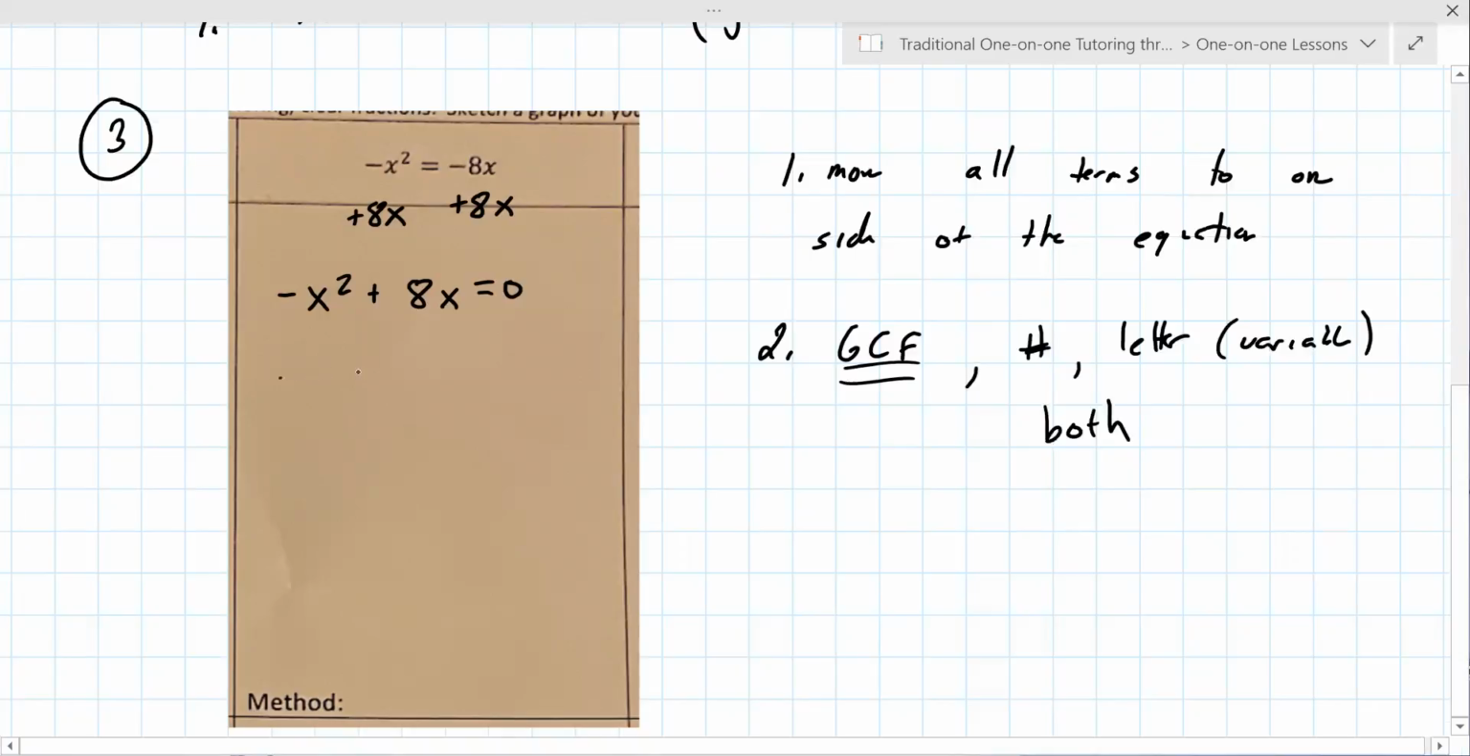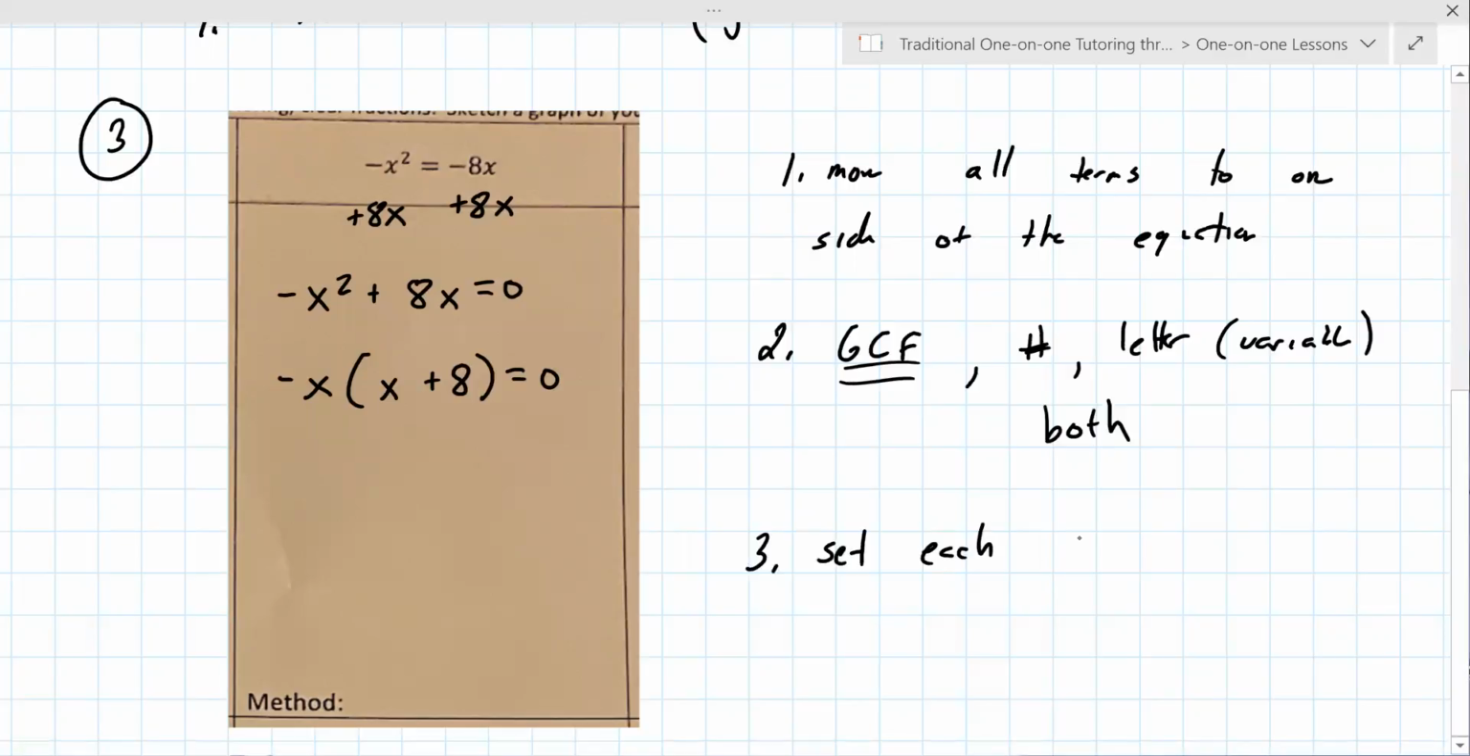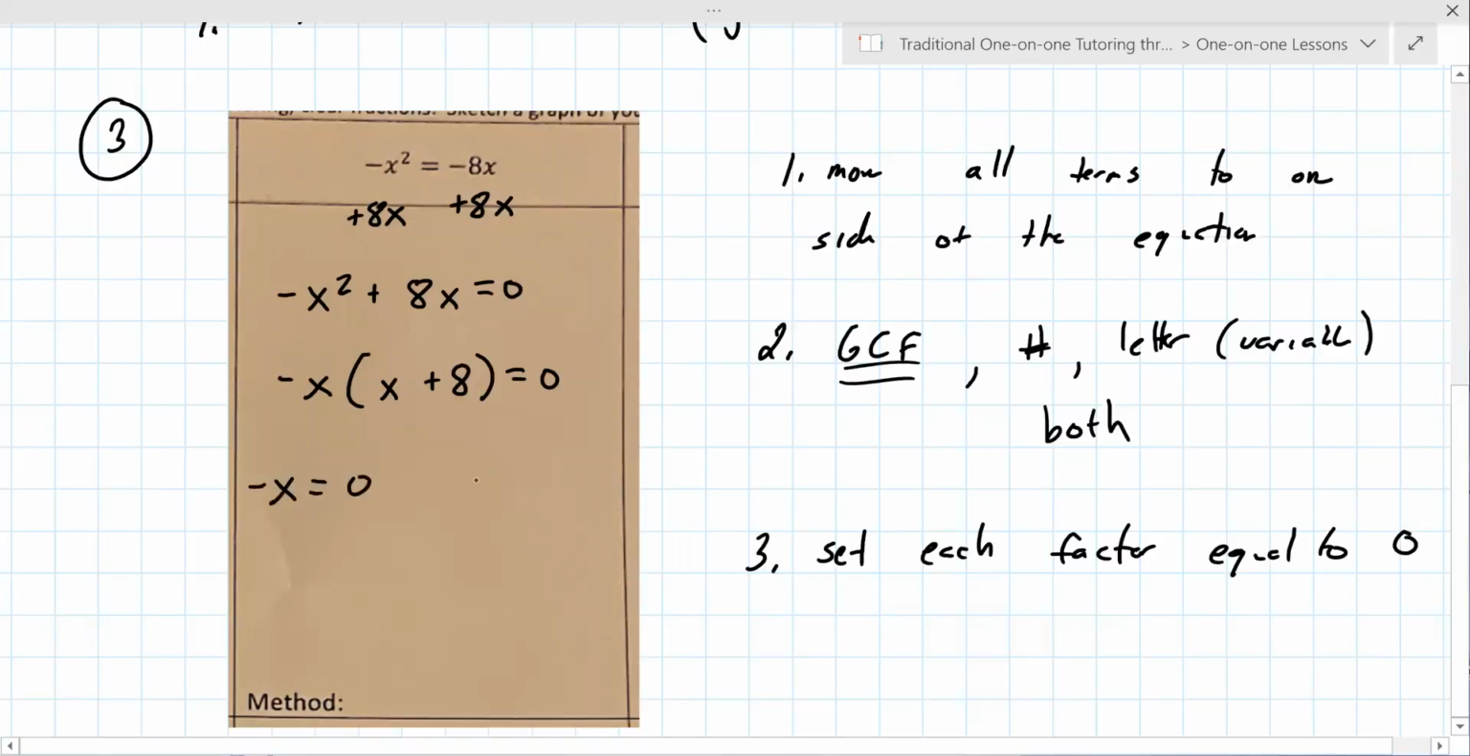Okay, so that's minus x plus 8 equals 0. Now this is the third thing we're doing. We're going to set each factor equal to 0. So you write minus x equals 0, and then x plus 8 equals 0. Let me know when you get caught up to this step, please.